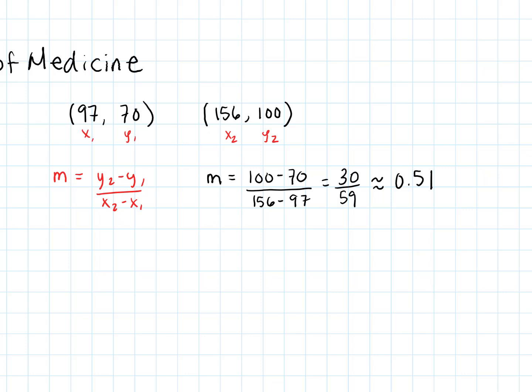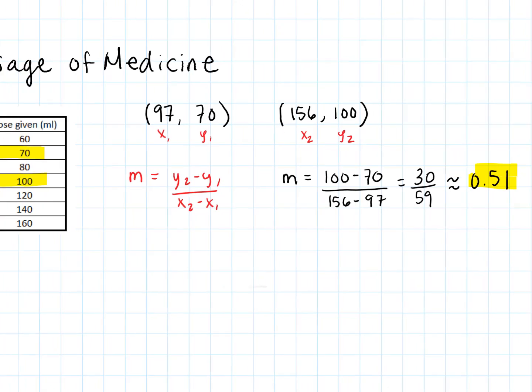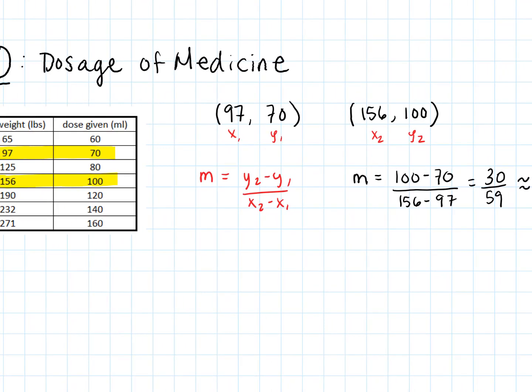Now there is context here. We talked about the context when we did the last section, but I'm going to just leave it without units for right now, and we'll describe and define x and y when we write the equation. Okay? So there is my slope. Once you have the slope, you're going to plug it into the equation. So y equals 0.51x plus b. Okay? So step 1, find the slope.